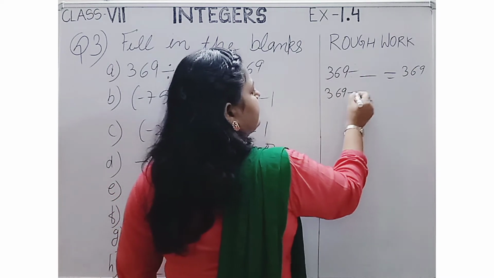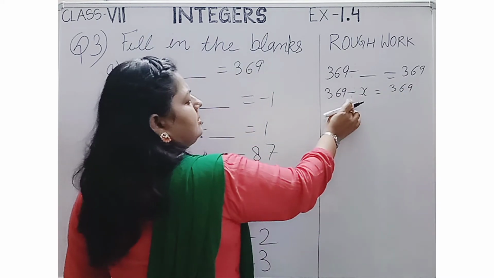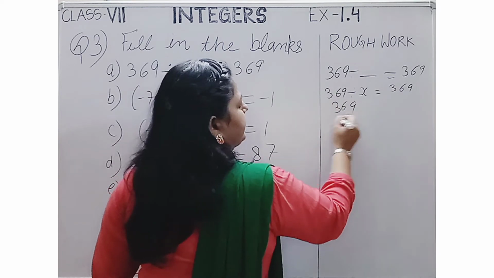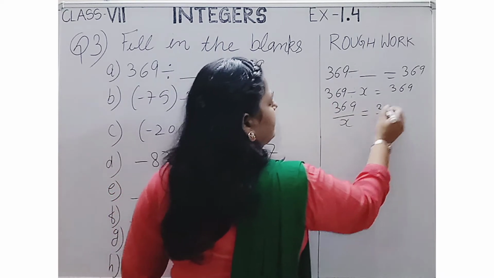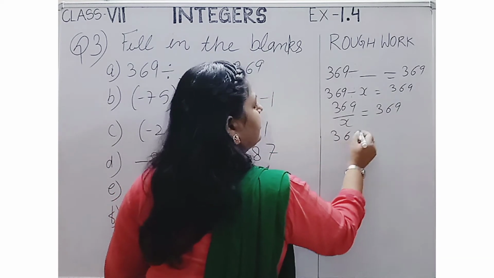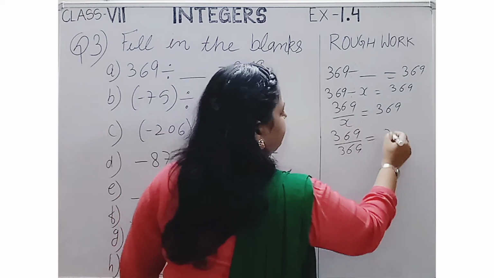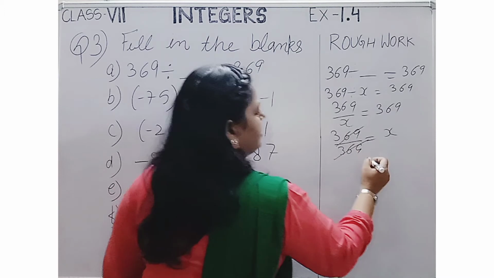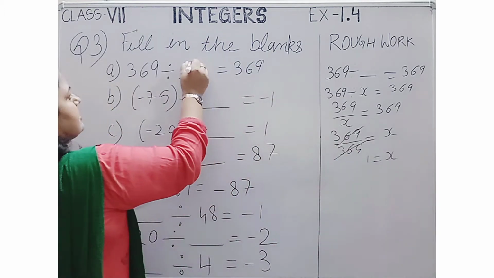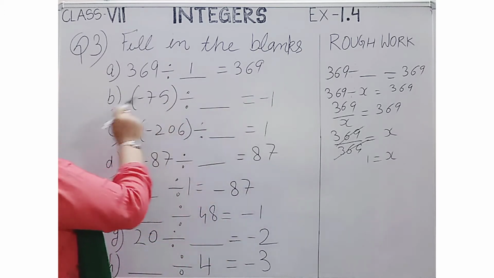369 divided by x equal to 369. And if we have a divide sign, then x will be the denominator of this number equal to 369. Now transposing, they will interchange the place. 369 divided by 369 and this x will go here. Now cancel out, 1. So this unknown number is 1. So answer is 1. We will follow the same procedure for B part also.